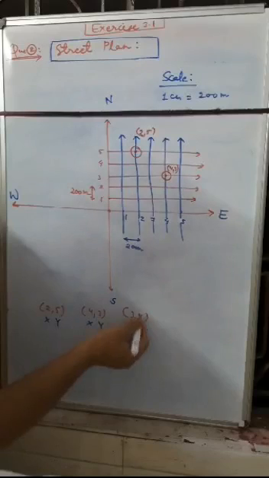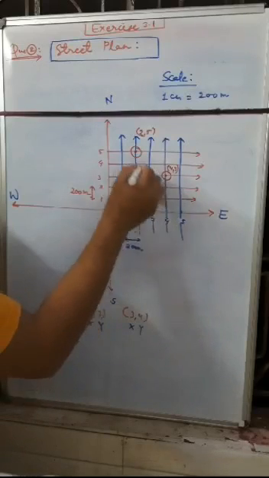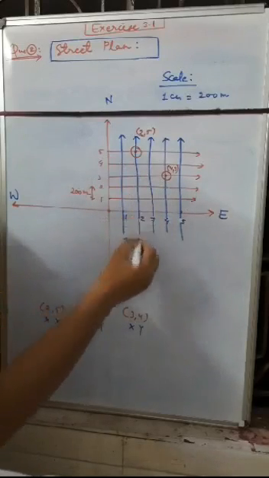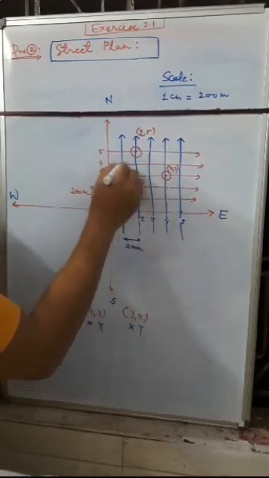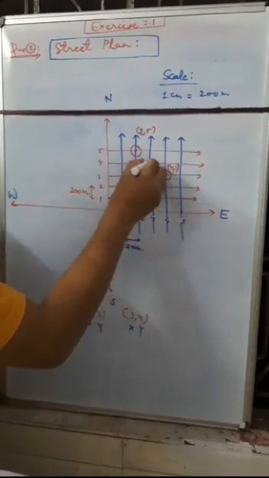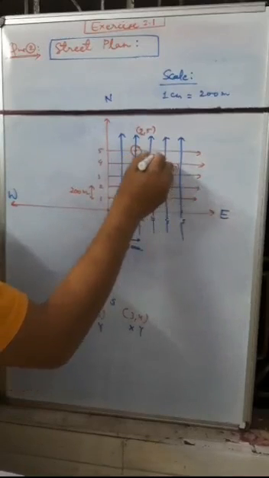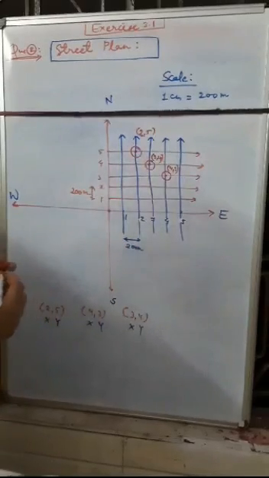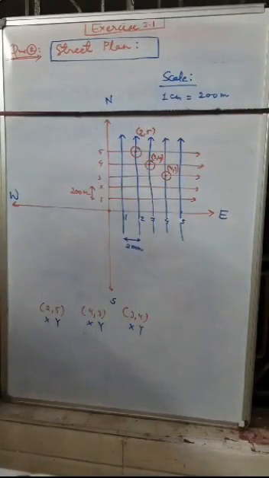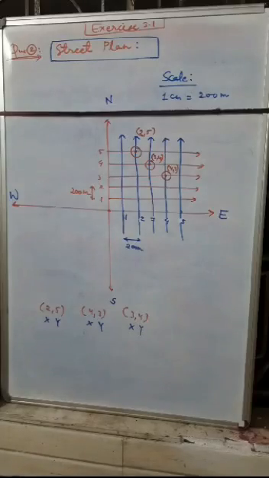Next one, (3, 4). So 3 and 4. In x direction you have to move 3 steps and in y direction you have to move 4. So we will get the intersecting point again here, (3, 4). So this is the solution of this problem. It is very easy if you read out the question twice or thrice.